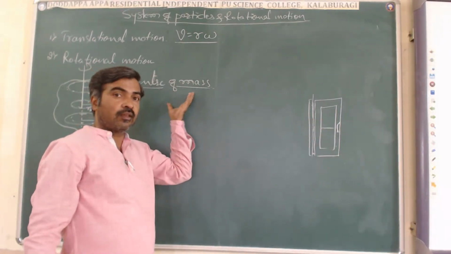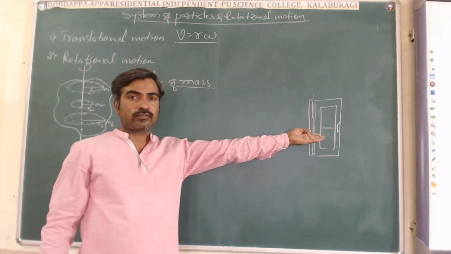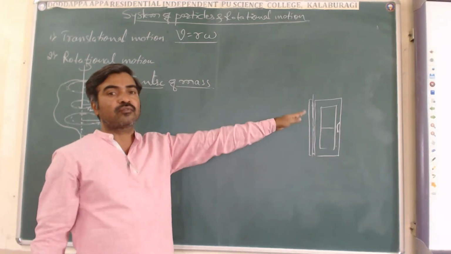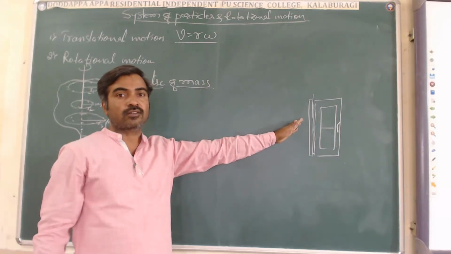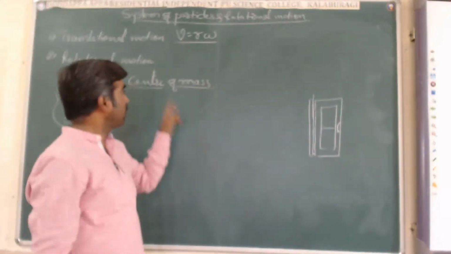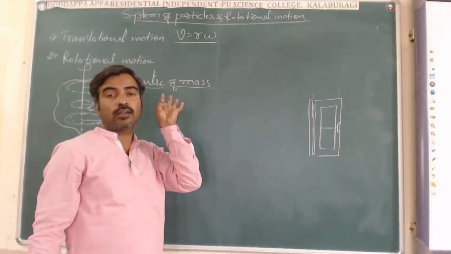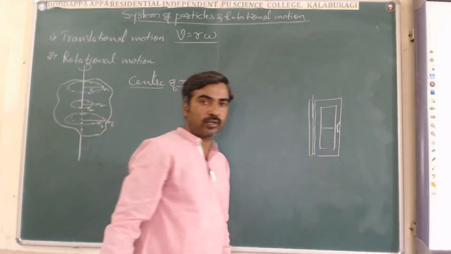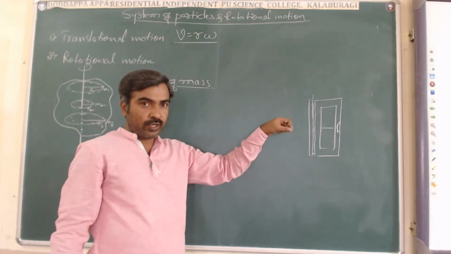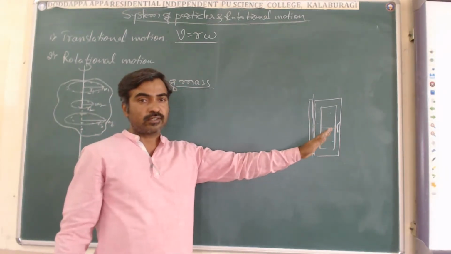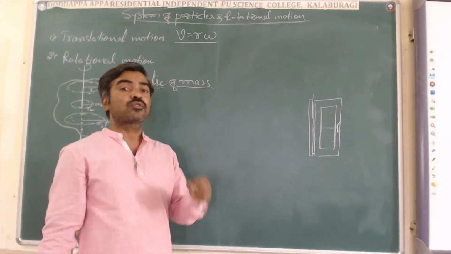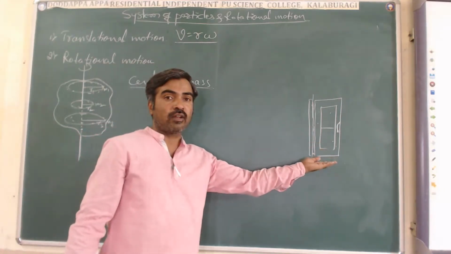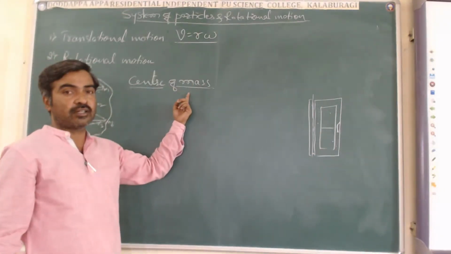But whenever we consider such rigid bodies, in the entire system of the rigid body, all the particles are at different positions with respect to the axis of rotation. Somewhere it is found where the entire mass of the body is concentrated. It may be at this point, or this point, anywhere. At that point, at a particular distance from the axis of rotation, the entire mass of the body is supposed to be concentrated, and it has the same rotational motion as the entire body. That point is called the center of mass.